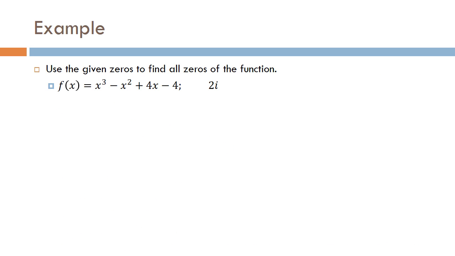This time they're telling us 2i is a 0, and they want us to find all the rest of the zeros. You're going to use synthetic division to do this. It's the easier way to do it. 2i, you're going to divide that out first.